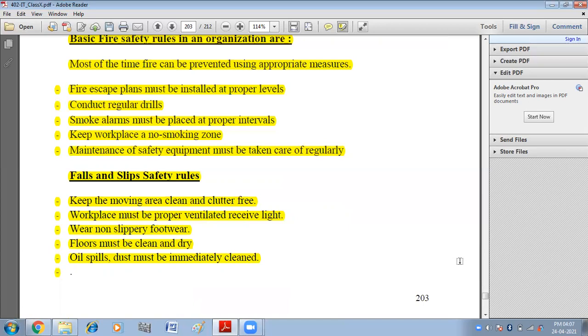Then workplace must be properly ventilated and have proper lights. It should be properly ventilated, having proper management of air, and it should have proper light. Wear non-slippery footwear. So the employee's footwear should be non-slippery. Floor must be clean and dry. Floors always must be clean and dry. Oil spills and dust must be immediately cleaned. If because of some reason oil gets spilled or some dust is there, it should be cleaned at that very time.